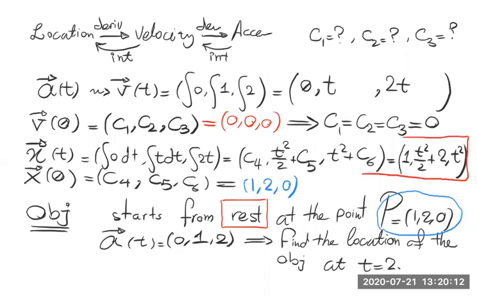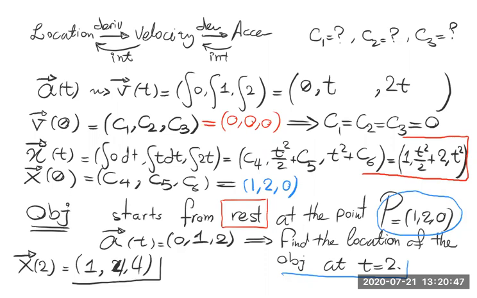Now, what is the question looking for? Find the location at time t equals 2 seconds. So I want to know where the particle is when t is equal to 2. Well, I would just plug in t equals 2. I would get 1, then t squared over 2, which is 4 over 2, so 2, plus 2, which is 4, and t squared, which is 4. So at time t equals 2, the object is at 1, 4, 4.